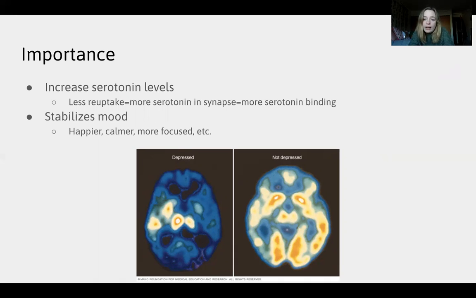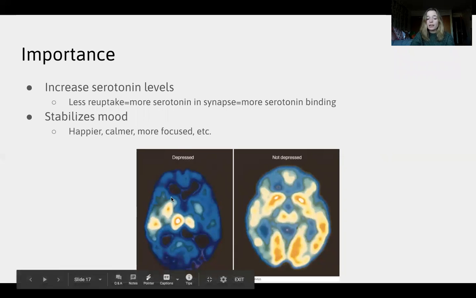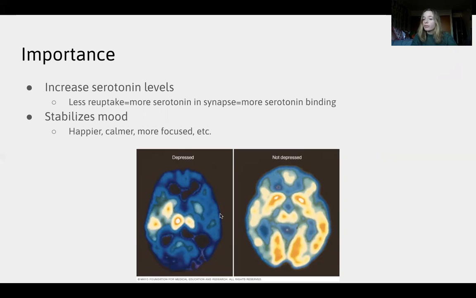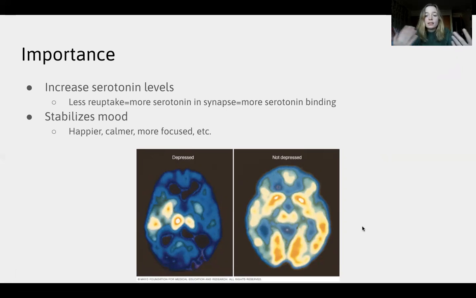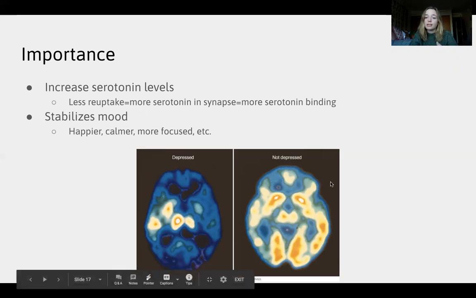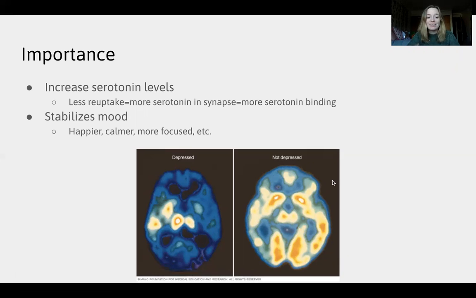And here we can see actual evidence of this. On the left, we see a depressed brain. The yellow areas are where there's brain activity. So you see in the depressed brain, very little of that brain is being activated. A lot of it is not. However, if we look at the not depressed brain, there's a lot more brain activity. So these antidepressant drugs can help someone that has a depressed brain go to this not depressed brain, and that's a pretty big deal. That mood stabilizing can be a game changer. So that's the importance of this.